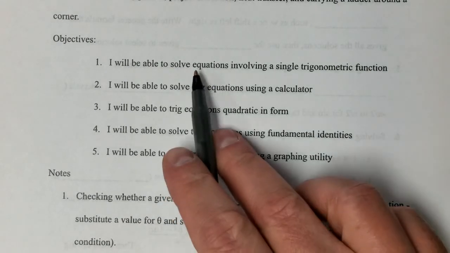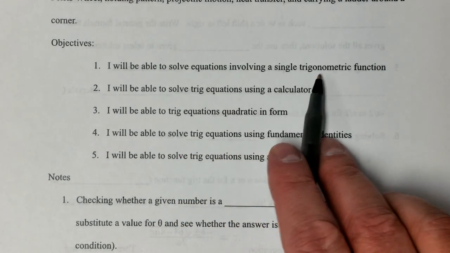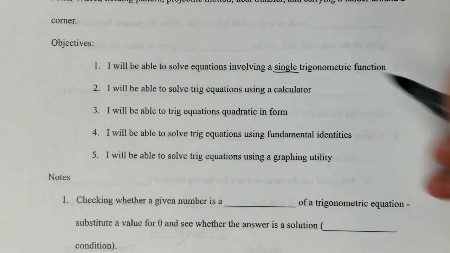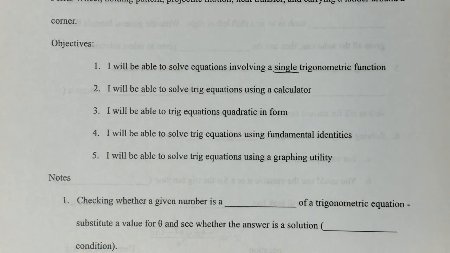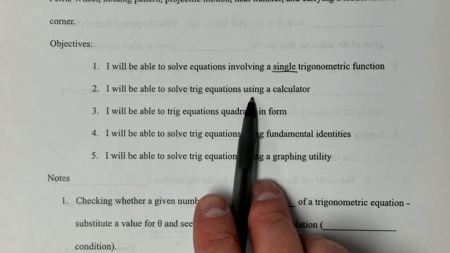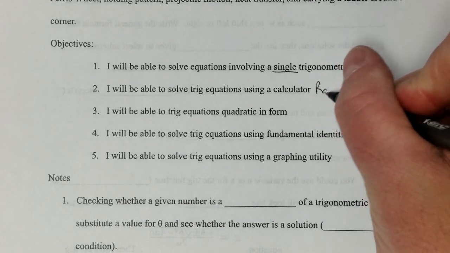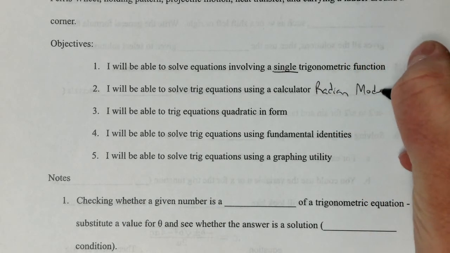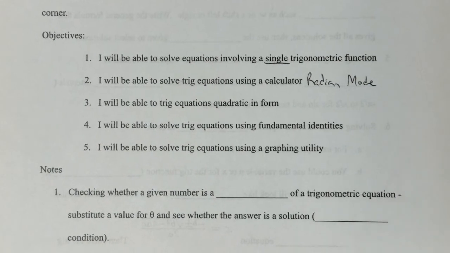Your objectives are to solve equations involving a single trig function. What we mean by that is like only sine, or only cosine, or only tangent. Okay, so a single trig function. And some of those are going to look like what we've done previously. You're also going to solve trig equations using a calculator. So on that, remember you need to be in radian mode. On the previous test, some people were in degree mode and messed up that way. So make sure you're in radian mode.